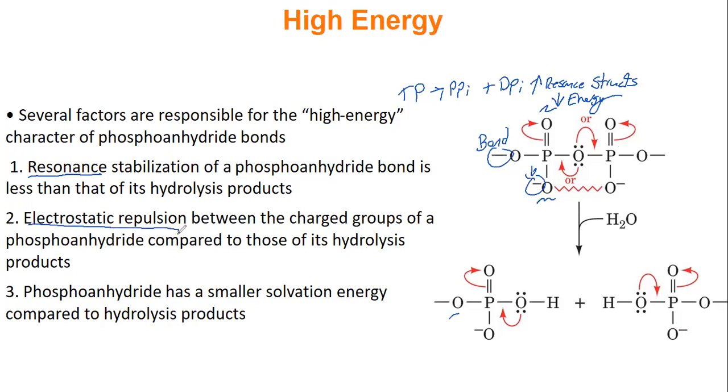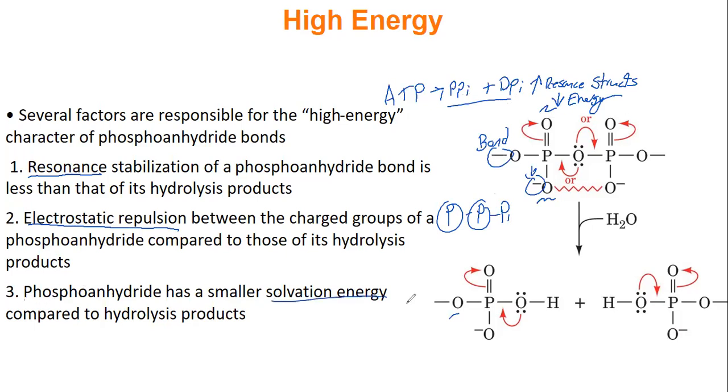Electrostatic repulsion: in ATP, you're putting three negative phosphates right next to each other. They're very highly negative. They don't want to be near each other. So when you separate them, as shown up here, you are separating that charge. That's good. You lower the energy of your system.